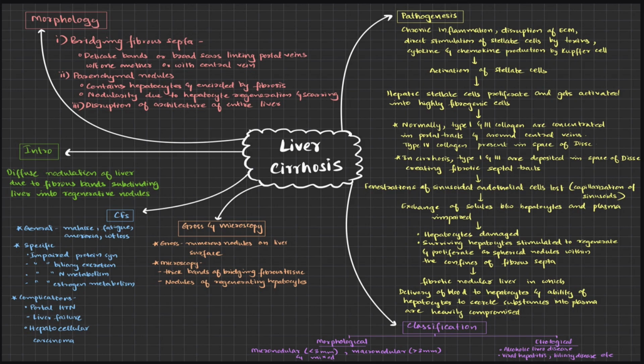Talking about the etiology, liver cirrhosis is the end stage of any chronic liver disease. Major causes include excessive drinking of alcohol, then infections, that is hepatitis B and hepatitis C infection, and fatty liver, which is caused due to obesity or diabetes. These are some of the etiological factors.